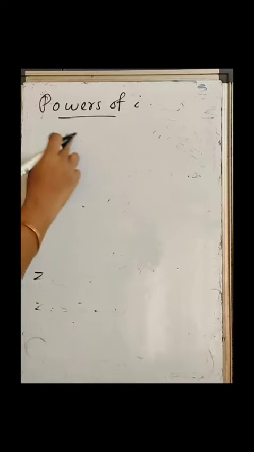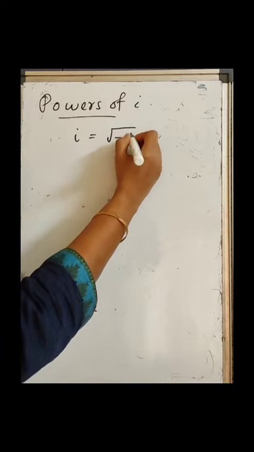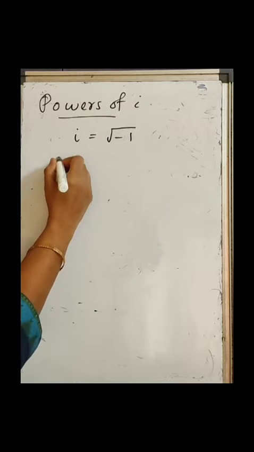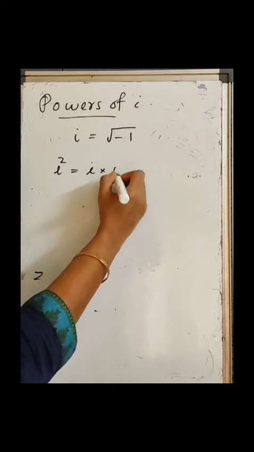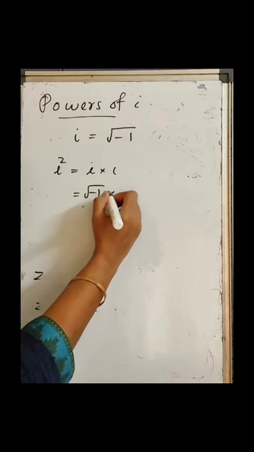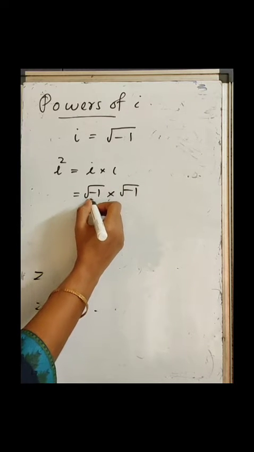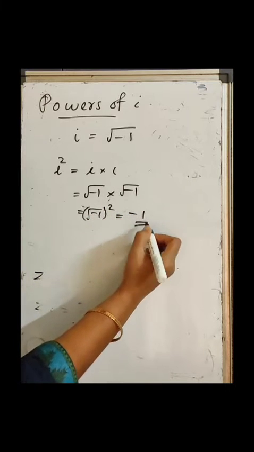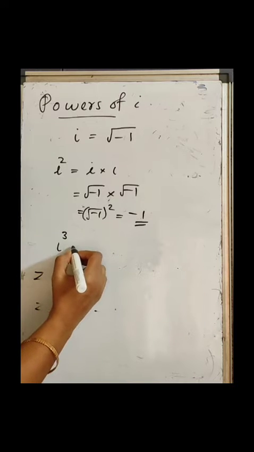Next is powers of i. I said that i is equal to root of -1. What is i square? i square is i into i. So it is root of -1 into root of -1. It is root of -1 the whole square. So it is -1.